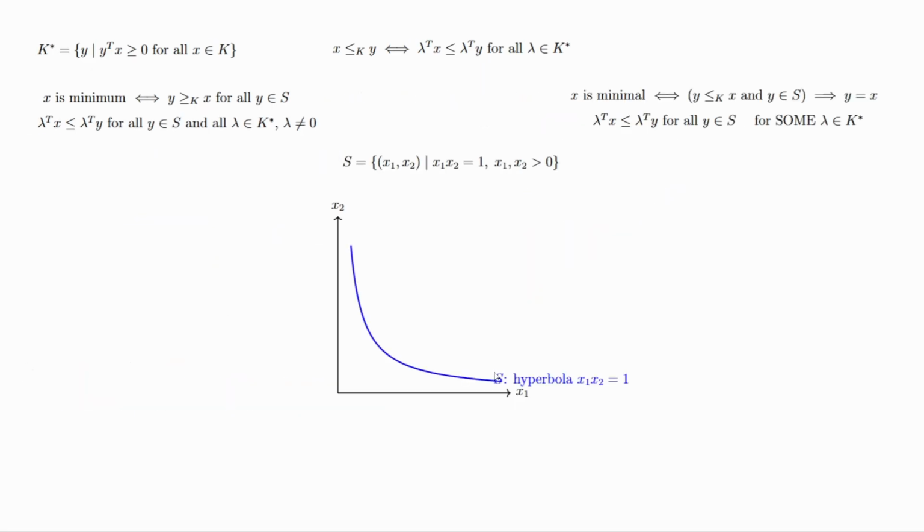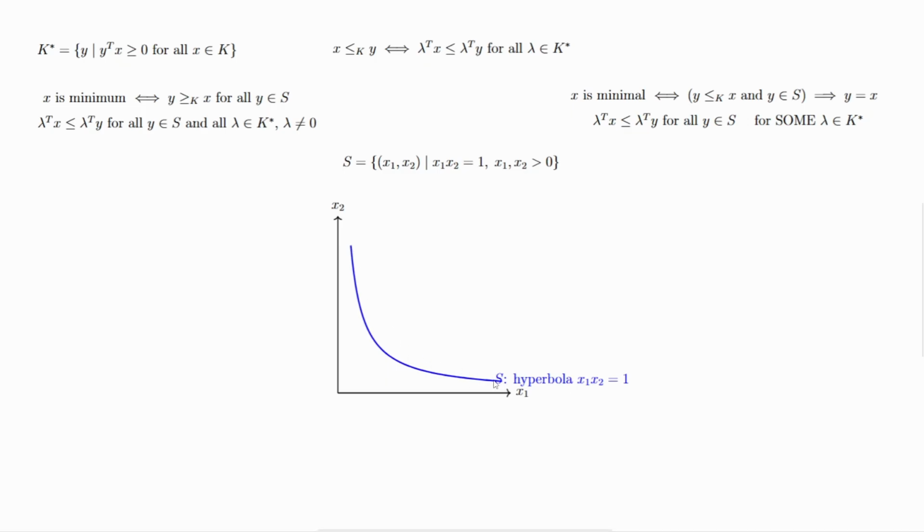So I'd like just to walk you through an example of minimum and minimal elements and finding those of some set S. So consider the set S, which is just the positive vectors such that the component-wise multiplication must be equal to 1. And so if you plot what that looks like, it's a hyperbola with a line that looks like this.